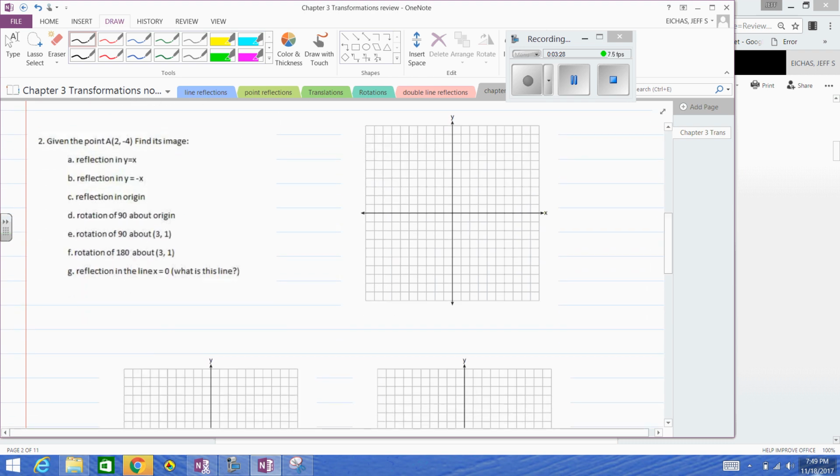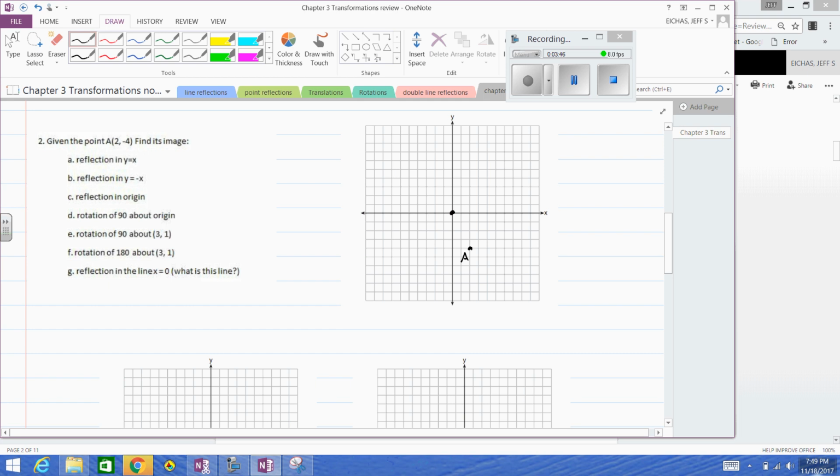All right, we're going to go back to point A for every one of these problems. So I put a few graphs there to get ready for it. So here's 2, -4. Label it A. A reflection line y equals x. Okay, so they start right off with a tough one.